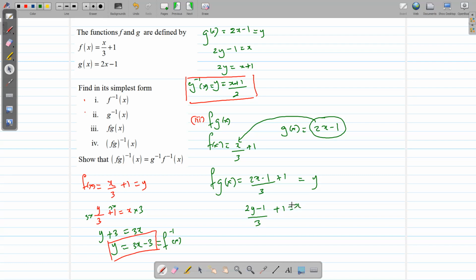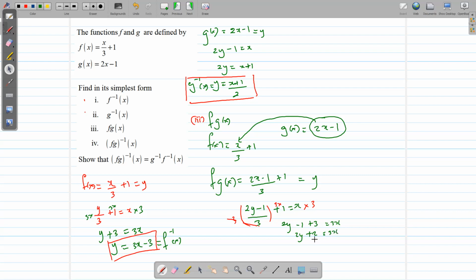And now we're going to be solving it for y. First thing to do is to multiply everything by 3 to get rid of the denominator. So we multiply by 3, the 1 times 3, and the x times 3. Here it will divide itself out. So we end up with 2y minus 1 plus 3 equal to 3x. And this gives us 2y plus 2 equal to 3x.